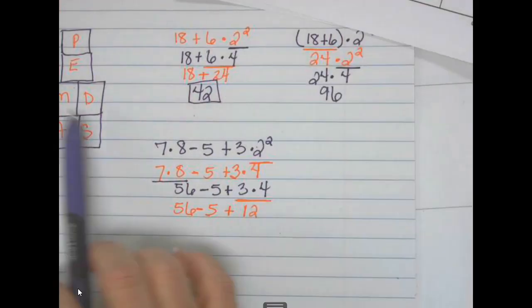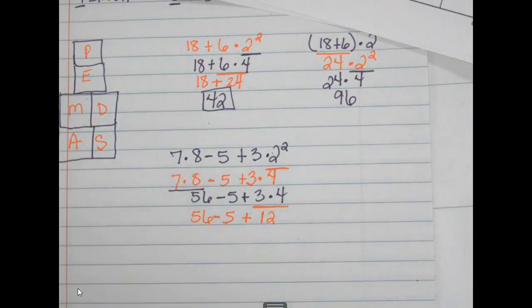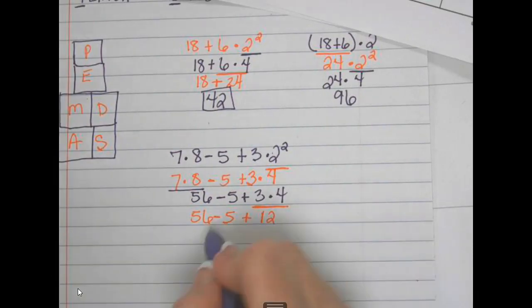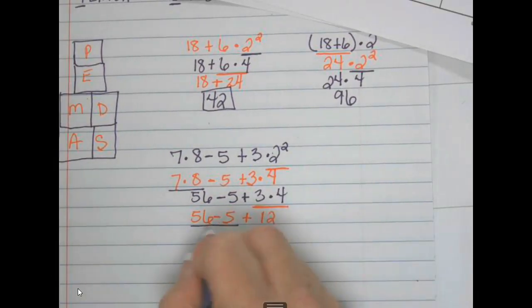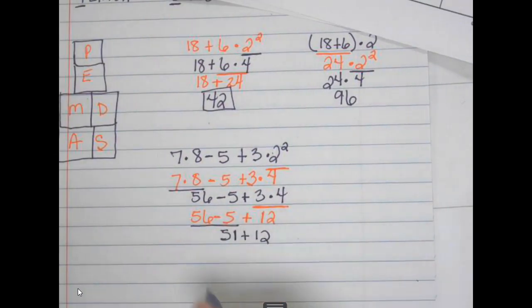Now, do I have any more multiplication or division? No. So add, subtract. 56 minus 5. That's a subtraction. 56 minus 5 is 51. Plus 12. Here's my addition. 63.